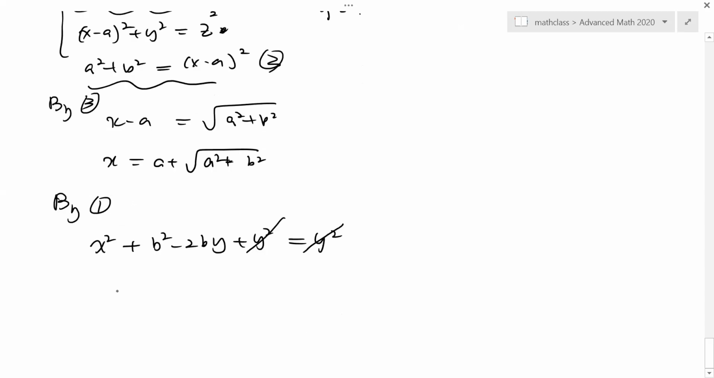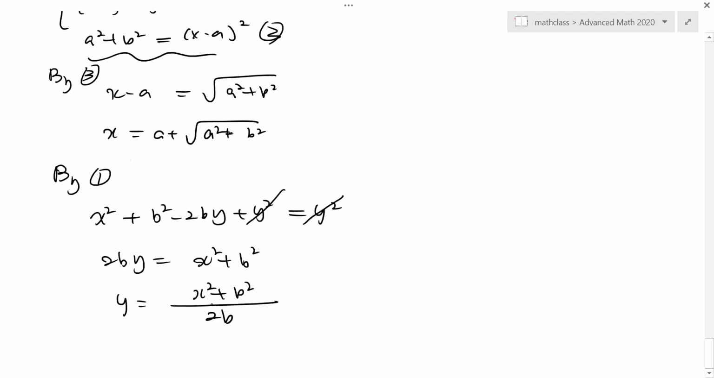So you get 2by equals x squared plus b squared. And then you just divide by 2b. Now, what is x? X squared, we already found x. So x squared is just a plus a squared plus b squared and the square. Okay, so now you get to express a and x and y in terms of a and b.